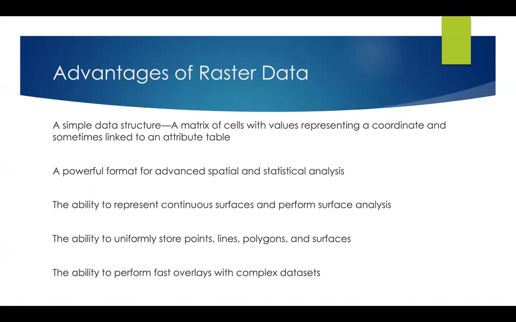Some advantages of raster data is that it's a simple data structure. It's a matrix of cells with values representing a coordinate and sometimes linked to an attribute table. It's a powerful format for advanced spatial and statistical analysis, which we'll talk about later. It gives you the ability to represent continuous surfaces and perform surface analysis. Points, lines, and polygons don't do this very well. And it uniformly stores points, lines, and polygons and surfaces. Everything's in a cell. All those cells are the same size. And it allows you to perform fast overlays with complex data sets.